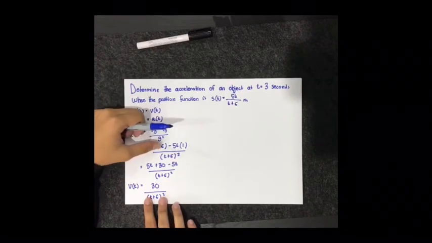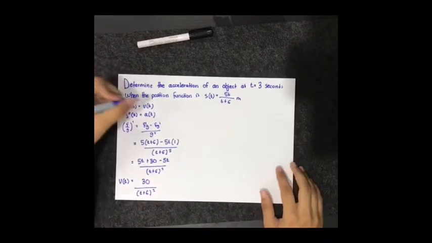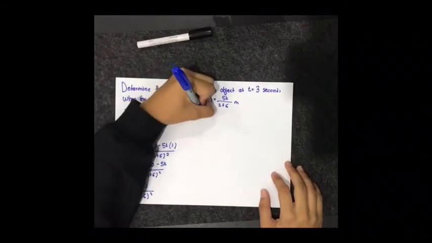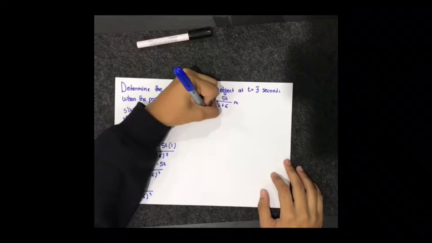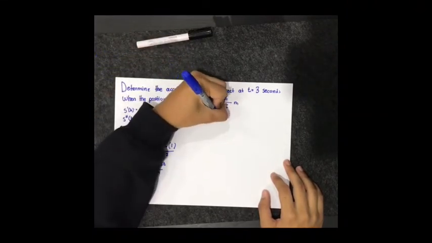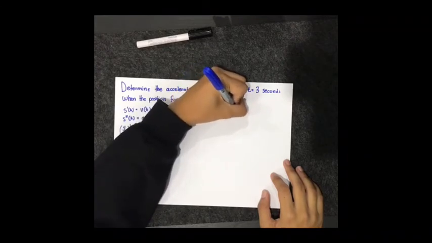We can move this denominator up top, and then we make the power sign negative. So let's just rewrite that. We're not deriving just yet. We're just going to rewrite it. Let's put 30. Let's make a dot to show that it's going to be multiplied. And (t plus 6) to the power of negative 2.